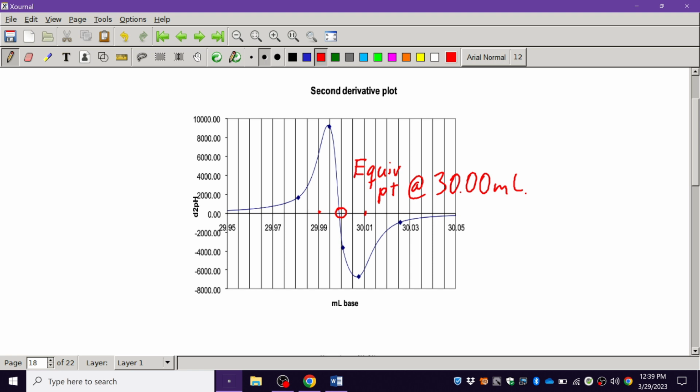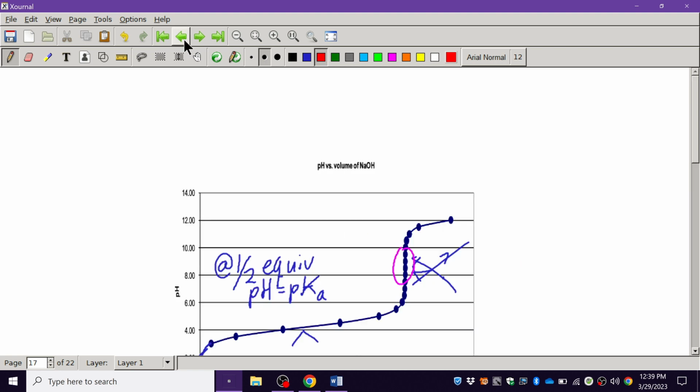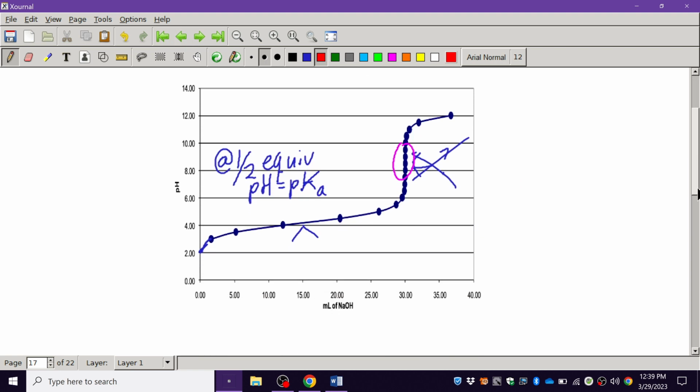All right, so what that means now is if I go back to my titration curve, I'm correct in saying, okay, somewhere in this region of it, the pH of my titration mixture is going to be pKa. And since I know the equivalence point comes now at 30.00 milliliters, 1/2 of that is 15.00 milliliters. So essentially what I want to do is say, what's the pH at 15.00 milliliters of added base?